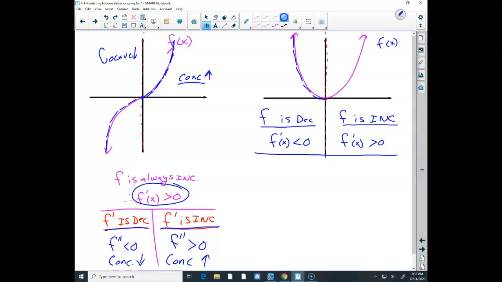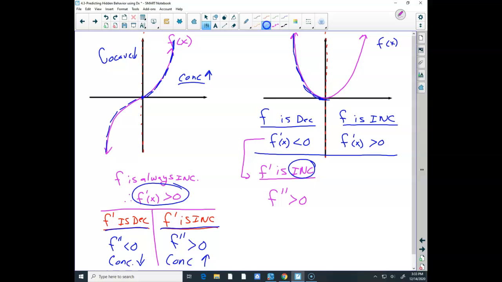I can kind of see actually what's happening here is f prime is actually increasing in value as it goes from left to right, because I'm going from a very negative slope to a less negative slope. Hey, that's increasing. And if f prime is increasing in value, okay, because it's getting less negative, what that means is f double prime is greater than 0.